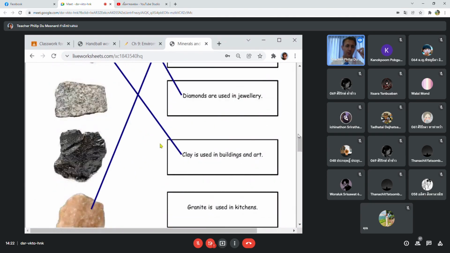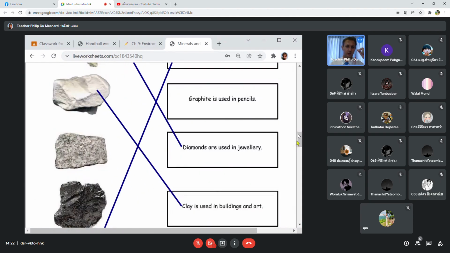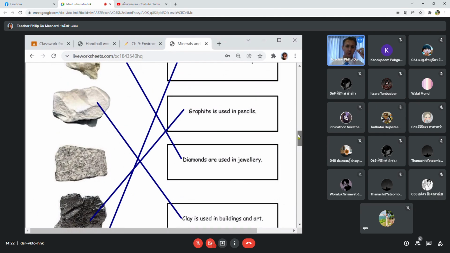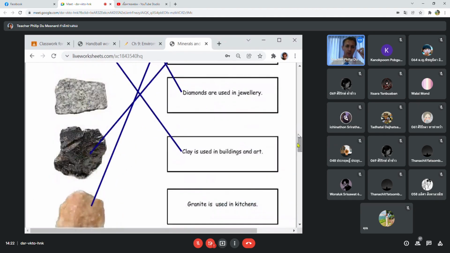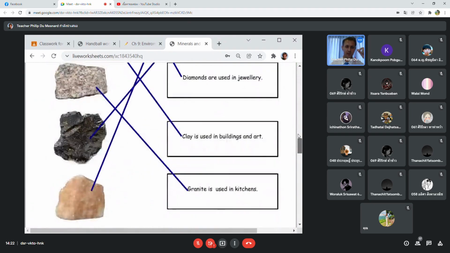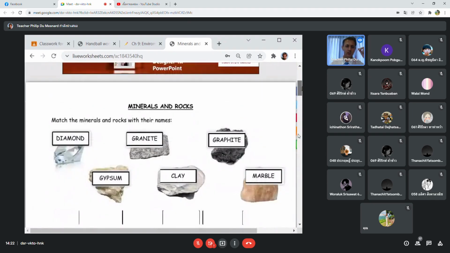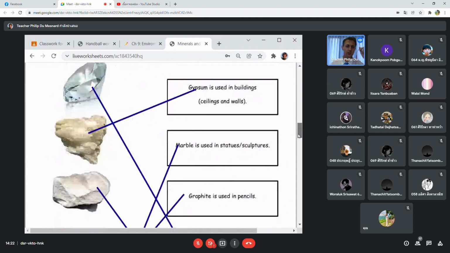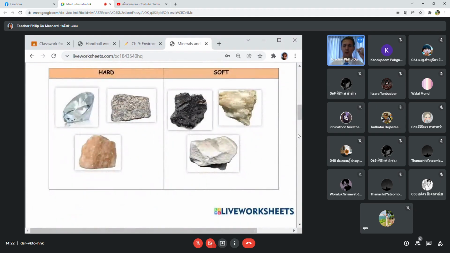Then we have graphite is for the pencil. So any pencil, they always have graphite. And the last one, granite for the kitchen table. Okay. So these ones will also be in your test. So this worksheet is important. Some of this will be in your test.